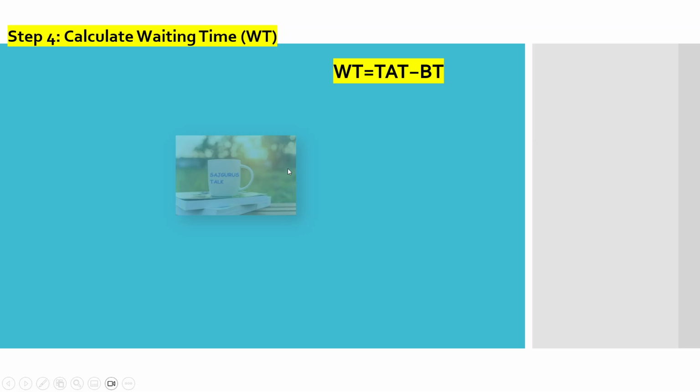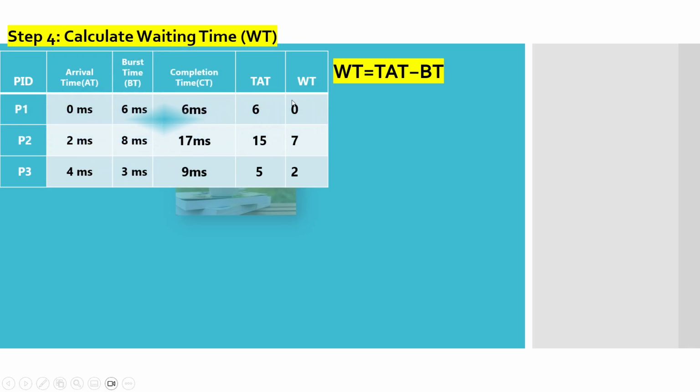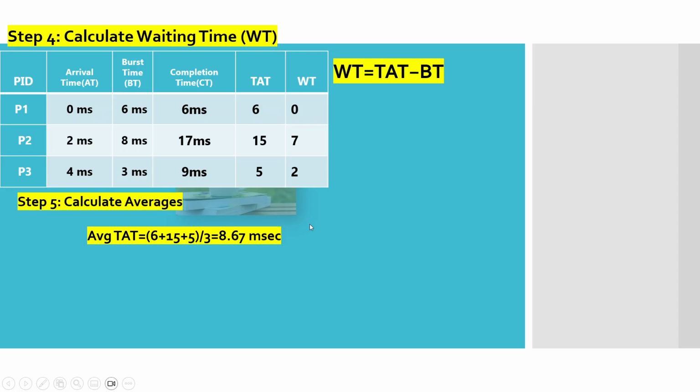In step 4, we are going to calculate the waiting time. Waiting time is the difference of turnaround time minus burst time. Now, the waiting time is calculated in this way. The last stage, we are going to calculate the averages. So, average turnaround time is the summation of TAT divided by the number of processes, and average WT is the summation of WT divided by the number of processes.